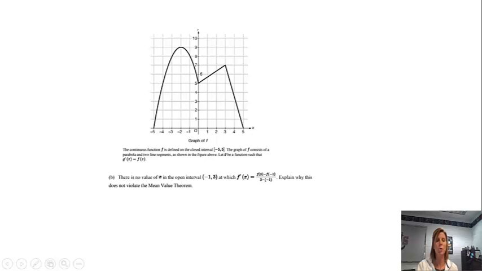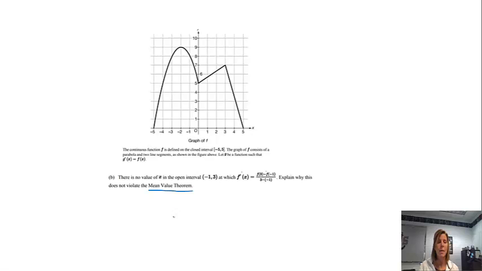Get ready for just a total switch. All right, part B: there is no value of x in the open interval -1 to 3 at which f prime of x is equal to f of 3 minus f of -1 over 3 minus -1. Explain why this does not violate the mean value theorem. So this is saying that there is no place where the instantaneous rate of change equals the average rate of change. So it's basically saying that the mean value theorem does not hold. Why does it not hold?